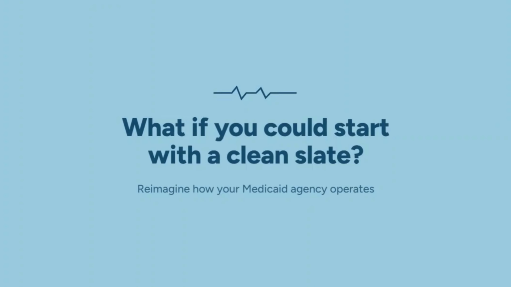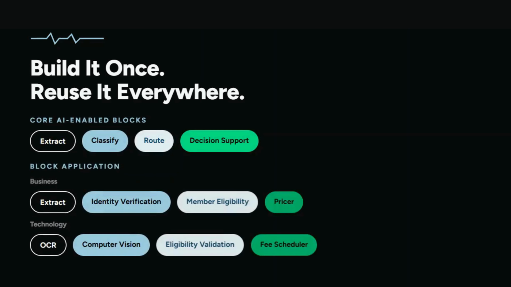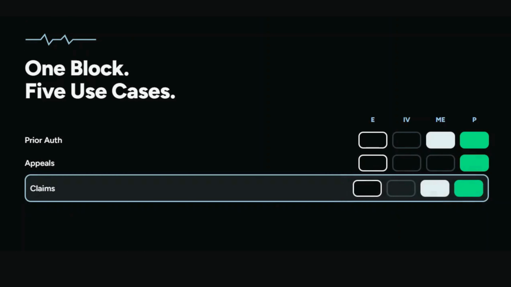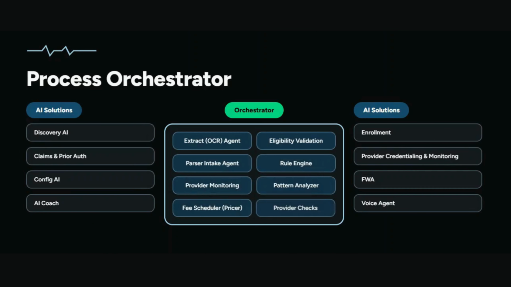What if you could start with a clean slate and reimagine how your Medicaid agency operates? With modular AI building blocks, powered by decades of payer expertise, embedded security, and proven interoperability, you can rapidly assemble intelligent workflows that fit your business. Process Orchestrator brings it all together, coordinating AI, people, and systems to rapidly transform complex operations into seamless outcomes.